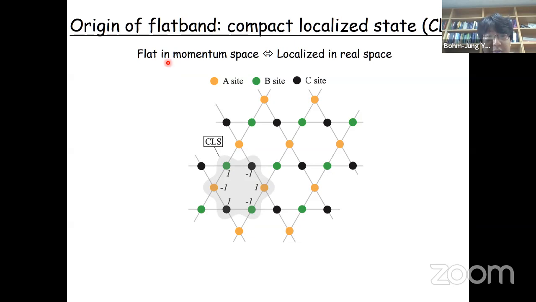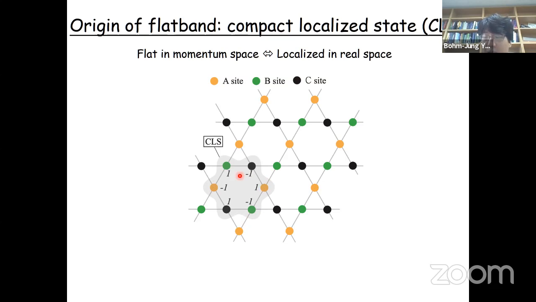In general, the flat band in momentum space basically indicates a localized state in real space. In the case of the Kagome lattice, the hexagonal state is one example of a localized eigenstate in real space. Here, the 1, -1, 1, -1 indicate the wave function amplitude at each site. We have finite amplitude only at the six sites, but outside, the wave function amplitude is 0. Such a localized state is called a compact localized state in general.